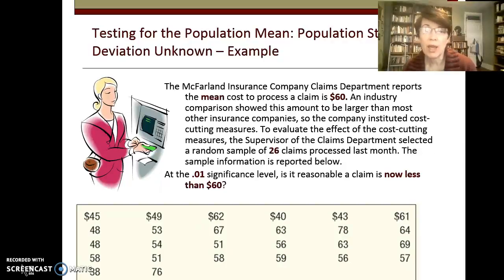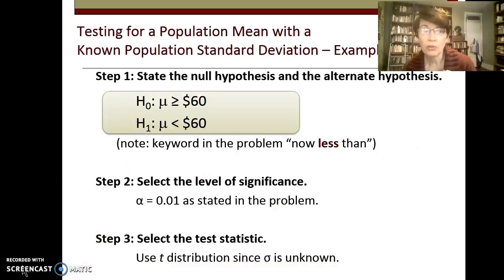So looking at this, we're actually wanting to write our alternate hypothesis first. And the alternate hypothesis would be about the claim being now less than 60. So our alternate hypothesis is going to look like mu is less than 60. It's going to say exactly what the problem states. And so our null hypothesis will be written as mu is greater than or equal to 60. So it's always easier to write that alternate hypothesis first, I think.